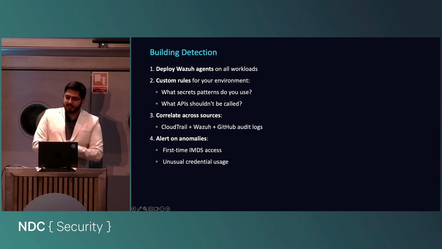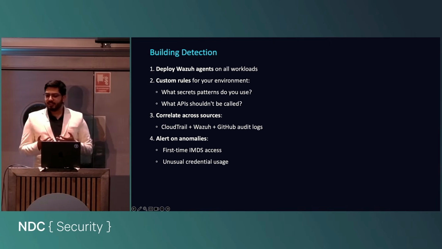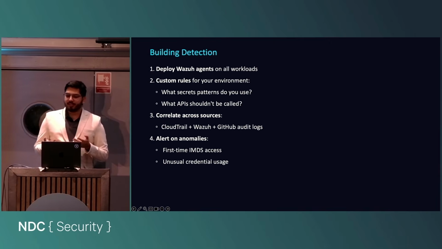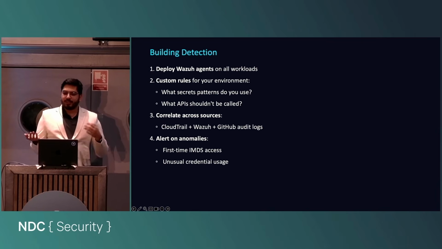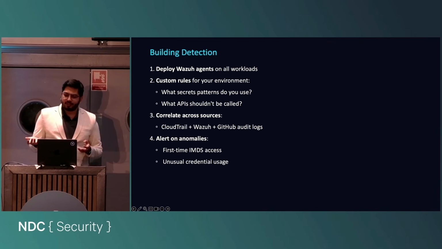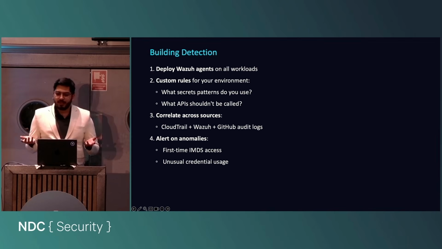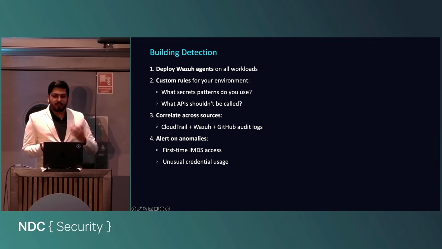So, building detection. Deploy agents on the workloads. Write custom rules for your environments. Correlate across sources: CloudTrail plus Wazuh plus GitHub audit logs. These actually work pretty well. And generate alerts for the anomalies.